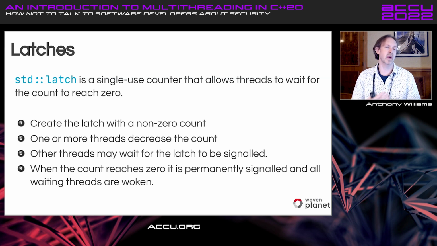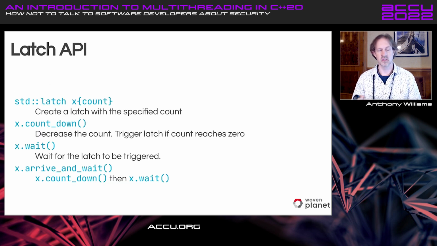If you call wait and it's not yet 0, then you block until it does get counted down. If you wait and it's already 0, you wake up immediately. And it's single use as a consequence, because it has this permanent latching mechanism. And so the API is really straightforward. We create a latch with a count. You can count down, you can wait, or you can combine the two with the oddly named arrive and wait, which is so named for coherency with barrier, which also has arrive and wait. But it ought to be called countdown and wait. But there we go.